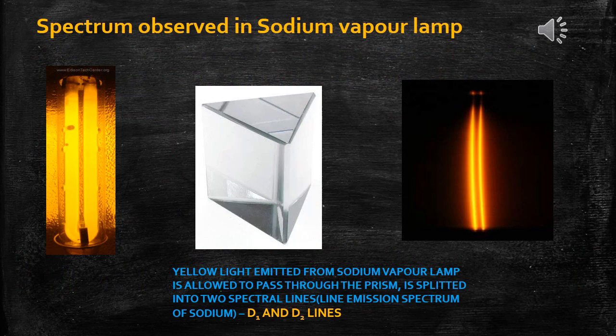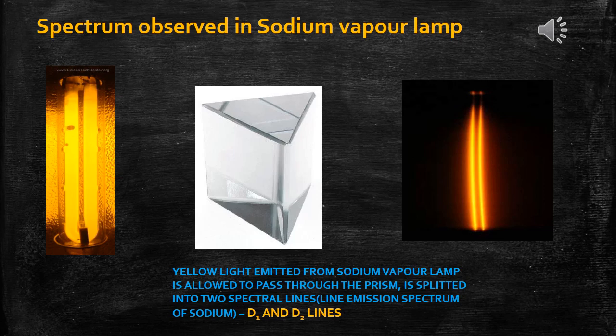Now we will see what is the spectrum of sodium. Here the light from the sodium vapor lamp is made to be incident on the prism. After dispersion, that yellow light is split into 2 spectral lines. The names of the 2 spectral lines are D1 and D2 lines.